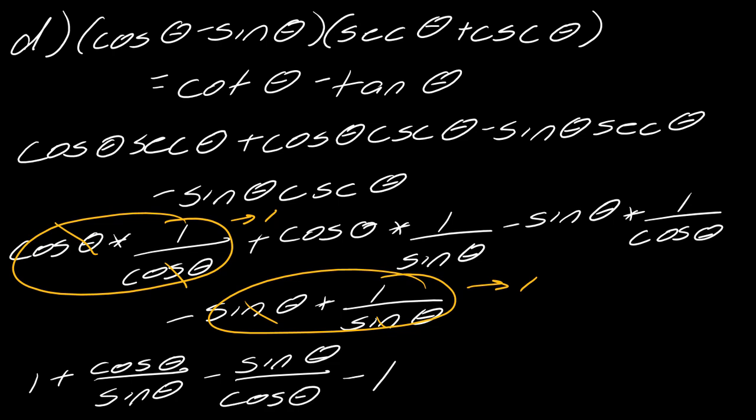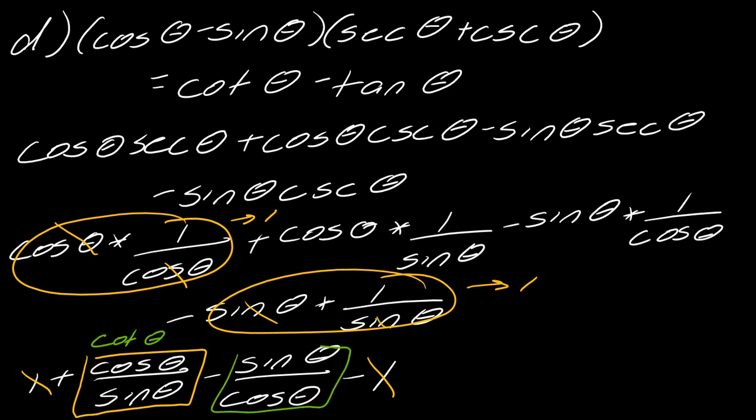And okay, cool. So the 1's drop out. And so what are we left with? Cosine over sine, this is cotangent. And this is tangent. And wasn't that what I wanted? All of this equals cotangent theta minus tangent of theta. Boom, done.